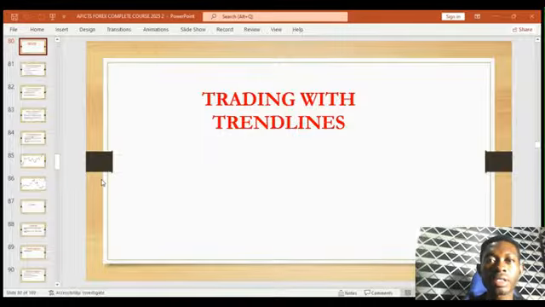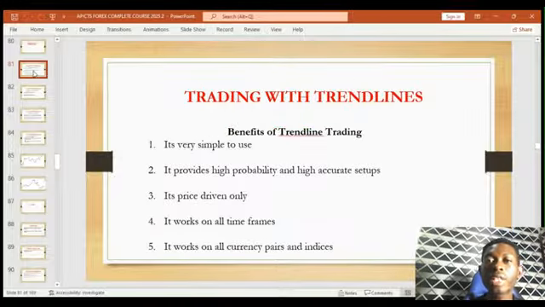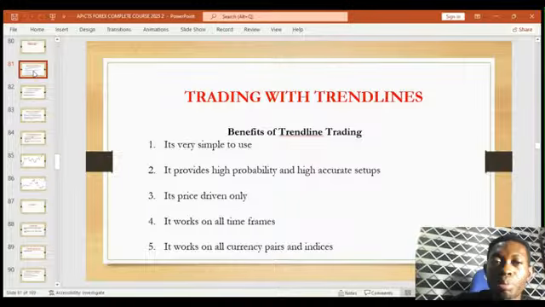Trading with trend lines. Question: what are trend lines? What are the benefits of trading with trend lines? Number one, trading with trend line is very simple. It's the simplest way of analyzing the market. It's very simple to trade with trend line.